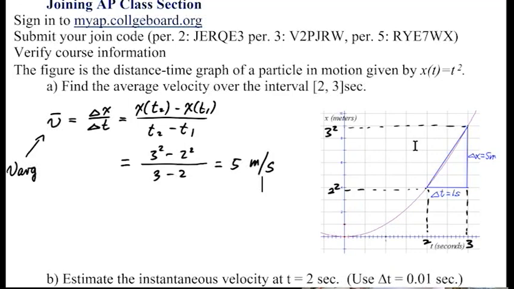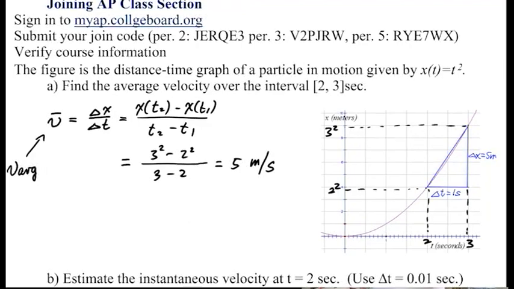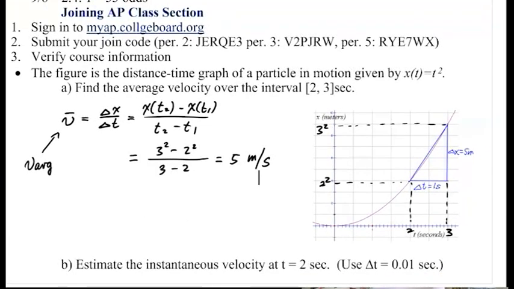So now instead of finding an average velocity between 2 and 3 seconds, we want to know what the instantaneous velocity is exactly at 2 seconds. Okay, so we need the definition. Here's the definition of instantaneous velocity. When we write v, it means instantaneous velocity without any notation. That is the same thing, delta x over delta t, except we take a limit as delta t approaches 0. Okay, that is the definition of instantaneous velocity.